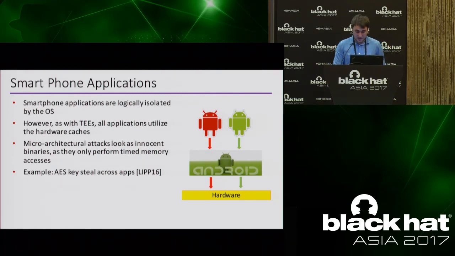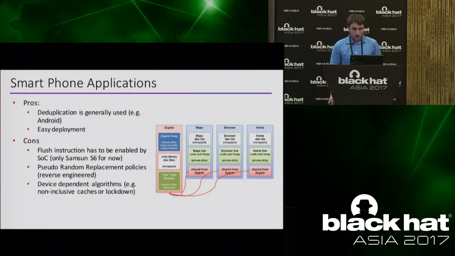So we have seen AES key theft across applications in this kind of scenario. What we see in smartphones is that deduplication is usually used. For example, in Android, we're dealing with low-RAM devices, so it's understandable that we want to optimize memory as much as possible. We see it in Android with Zygote, and although we share memory with a potential victim, we only share core libraries, whatever Zygote understands by core libraries. All the rest of the libraries are private to each application. So deduplication is enabled, yes, but we have limited targets on that.